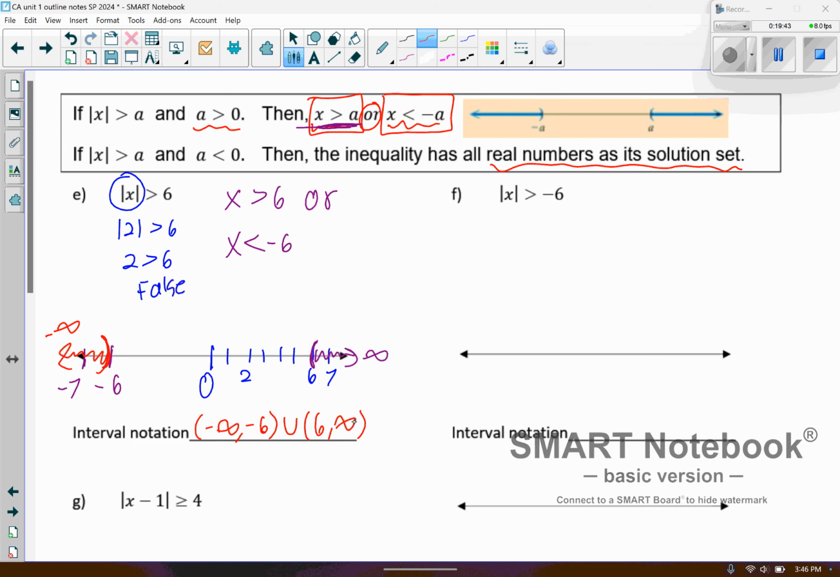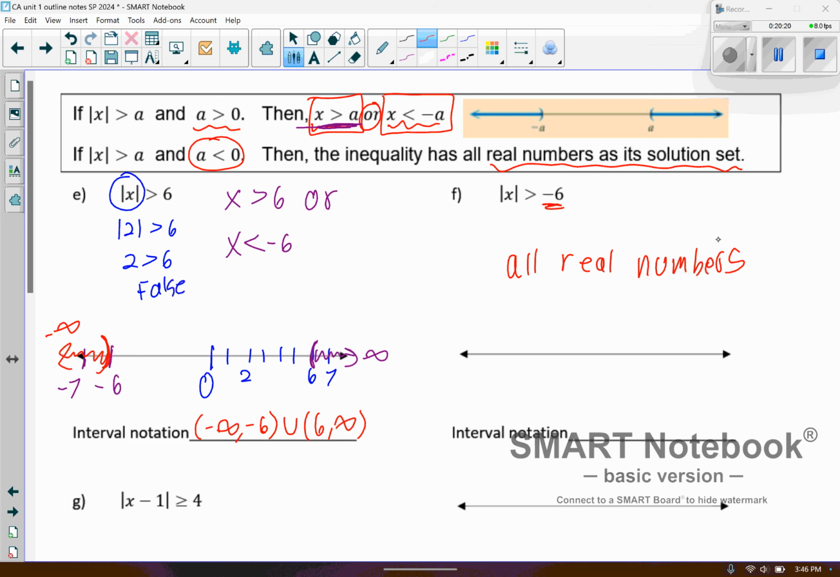Okay, and so I think we've discussed this symbol before, but yes, the union looks like a capital U. It just means this set and this set right here, these two sets together. Okay, if you look at F, that's going to be our special case where the a value is negative right here. So automatically it's going to be all real numbers. So let's look at Y.